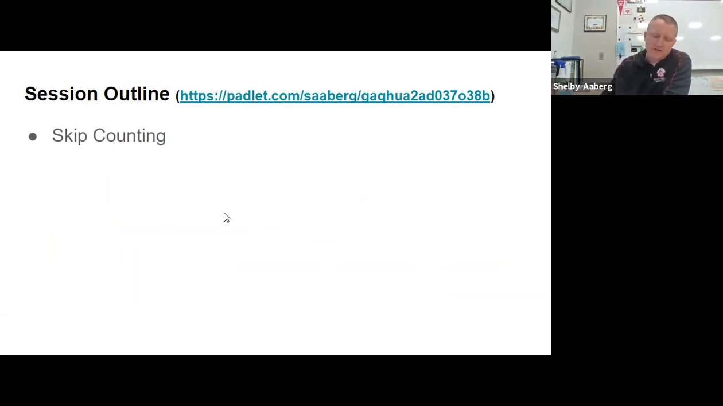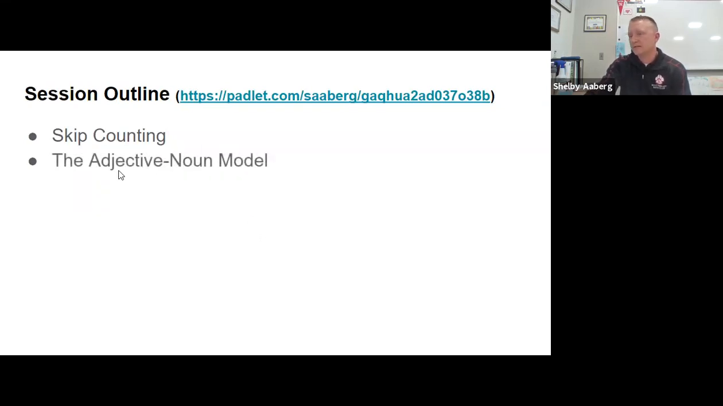We're going to lead off by talking about factoring as it relates to skip counting. I was hoping to see a lot of elementary presence here tonight. I did see a couple of elementary teachers, but we want to start with skip counting because that's the genesis of a lot of the issues surrounding factoring in algebra. We'll talk later about the adjective-noun model, an idea from elementary school that really struck me and makes a lot of sense. It helps us understand combining like terms.